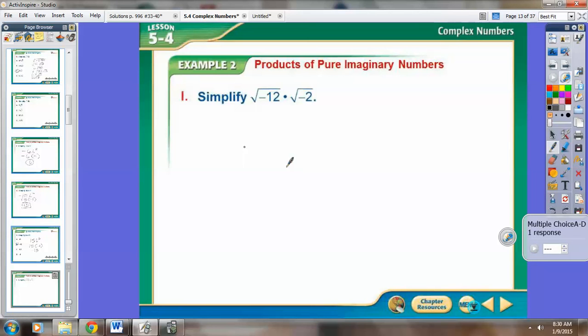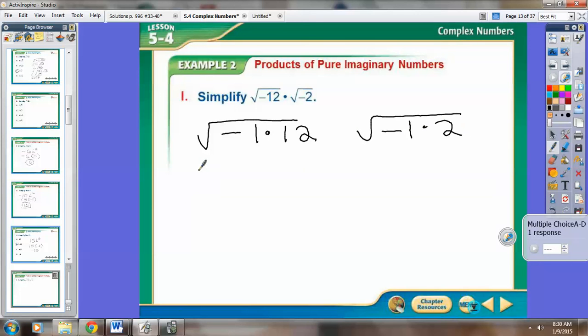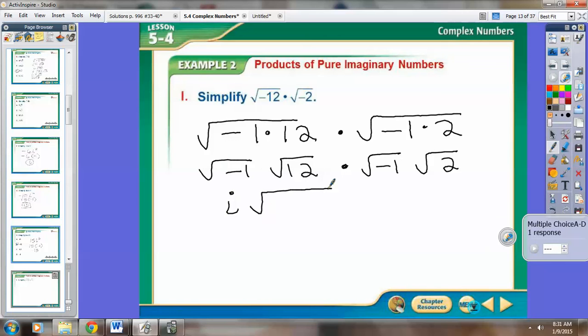So let's start with the square root of negative 12. Of course, we can break that down into negative 1 times 12. Square root of negative 2, we can break that down into negative 1 times 2. Use the product property and give each number its own square root. The square root of negative 1 here is i. Now the square root of 12, can I go ahead and break that down? What goes into 12 that's a perfect square? 4 and 3.